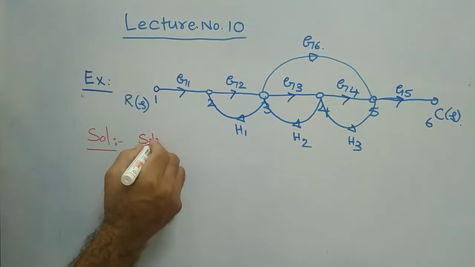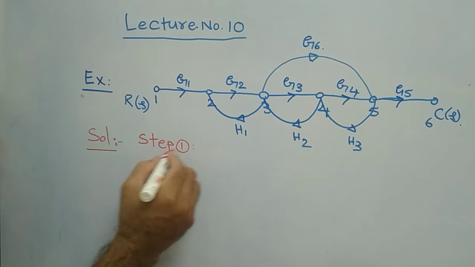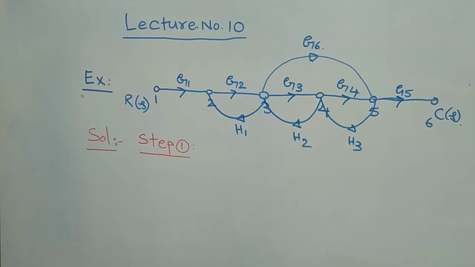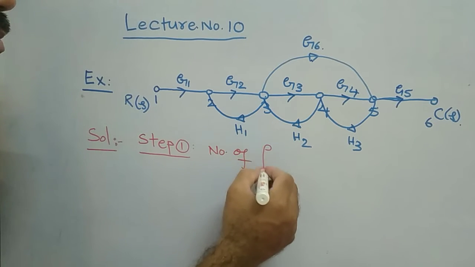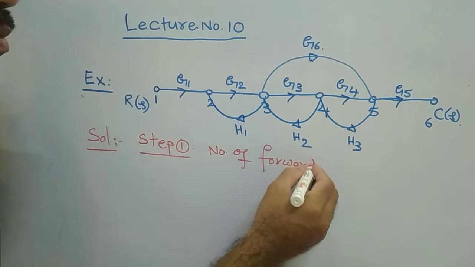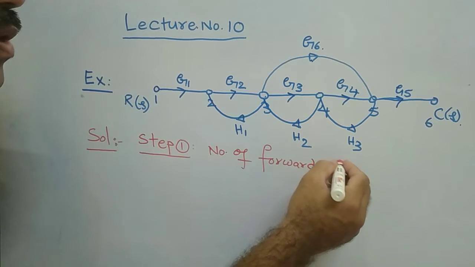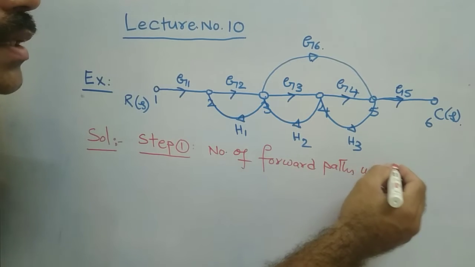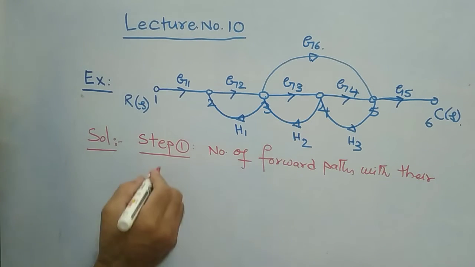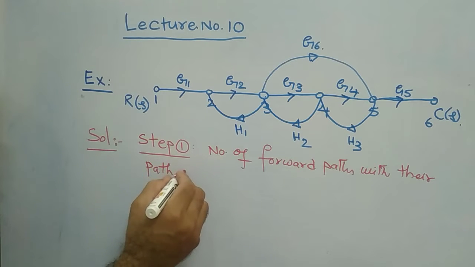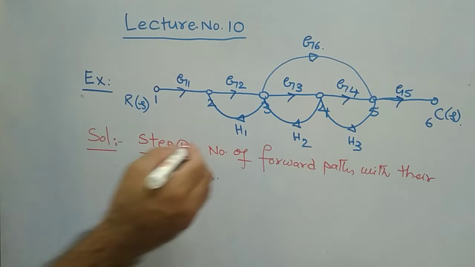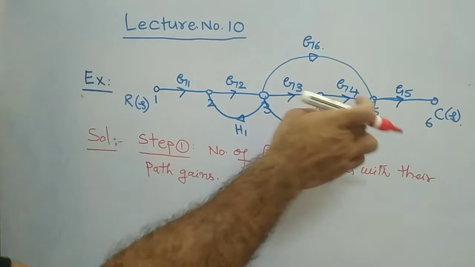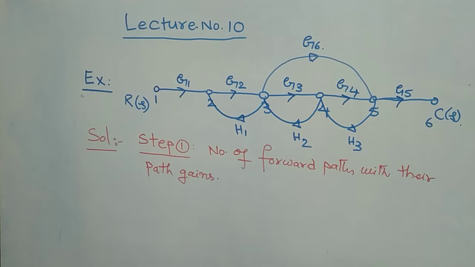Now I apply step number 1 of the signal flow graph technique. What is step number 1? Step number 1 is the number of forward paths with their path gains. That is what step number 1 is: the number of forward paths which are available in the given signal flow graph.